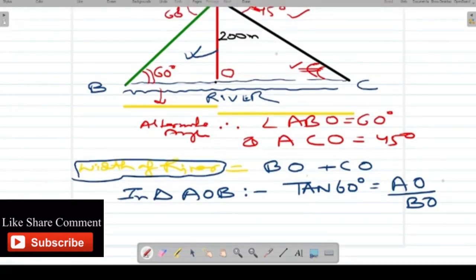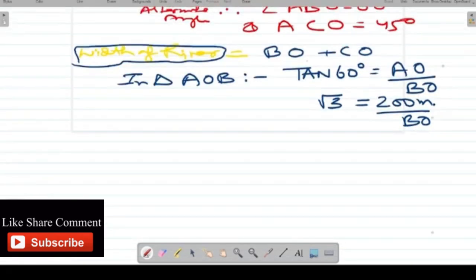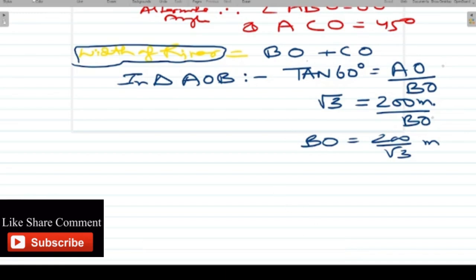From this we put tan of 60 degree. What is the value of that? Tan of 60 degree is root 3 and equals AO, which is 200 meter, the height at which the aeroplane is flying, divided by BO. And from this equation we get BO equal to 200 divided by root 3 meter. So in this way we got the value of BO, 200 by root 3 meter.